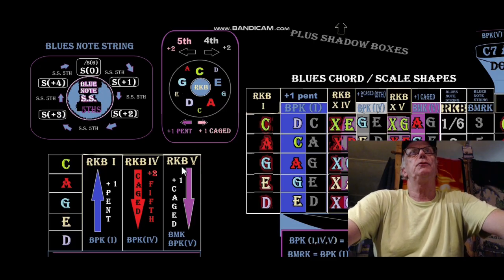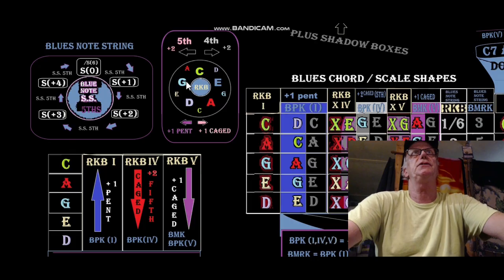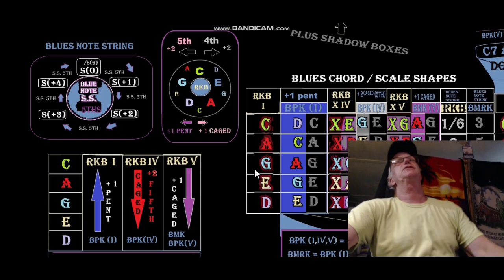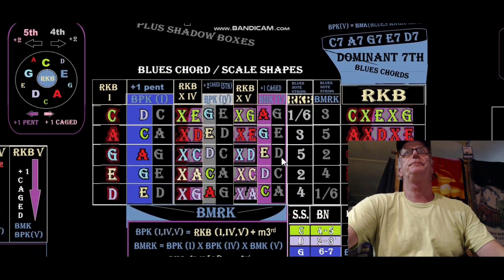And then to get to the root key of the blues, or the blues magic key 5, we're going to add 1 cage. Cage goes this way, pentatonic goes this way: C, D, E, G, A, C, D, E, G, A. Cage goes counterclockwise: C, A, G, E, D, C, A, G, E, D. We're going to go counterclockwise 1 position, C goes to A. That's 1 cage. So that would be the 5th position. Let's see how that works out.